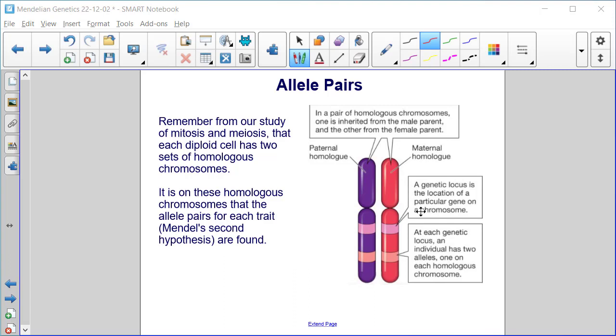A genetic locus is the location of a particular gene on a chromosome. So you have one allele of that gene from the paternal homologue and one from the maternal. At each genetic locus, an individual has two alleles, one on each homologous chromosome.